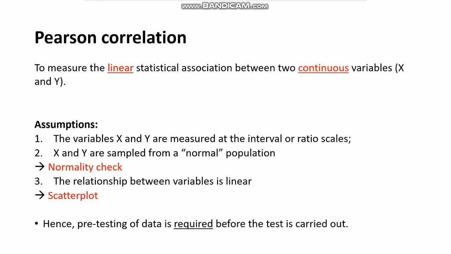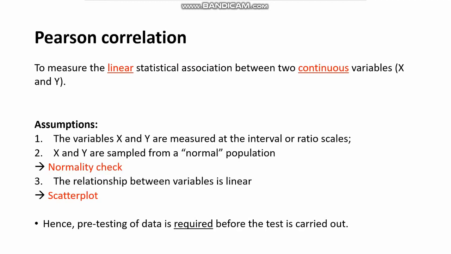Pearson correlation is used to measure the linear statistical association between two continuous variables. In other words, when the variables are on the interval scale or the ratio scale. Pearson product provides information on the strength and sign of the association, or direction of the association. So before running the Pearson correlation, you have to check three important characteristics.